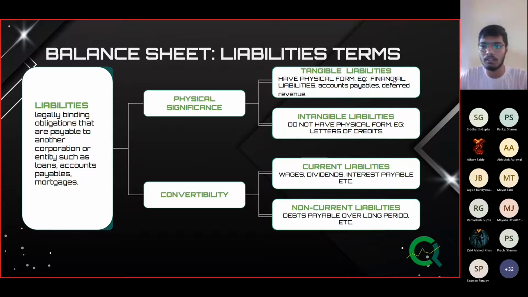Tangible liabilities are financial liabilities, accounts payable, deferred revenue. What is deferred revenue? There is an excess or a shortfall of revenue you have generated compared to what you have written in the accounts book. I will tell you about deferred tax, and you will get a clear idea.